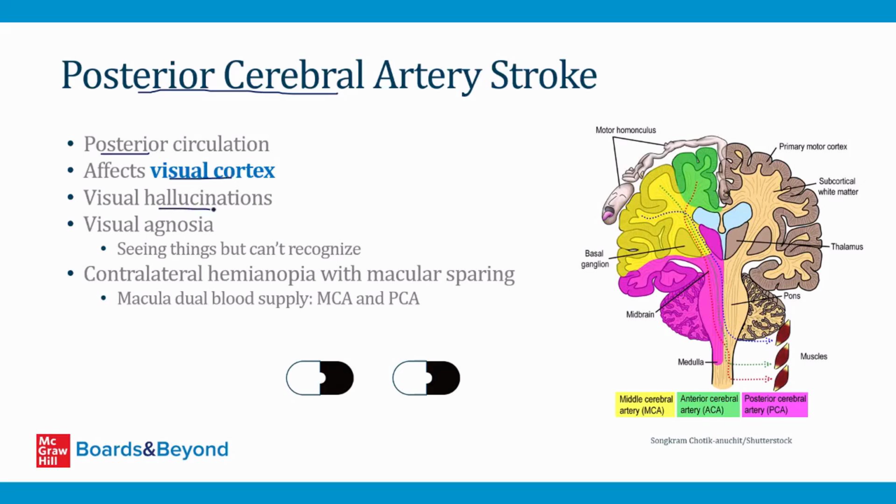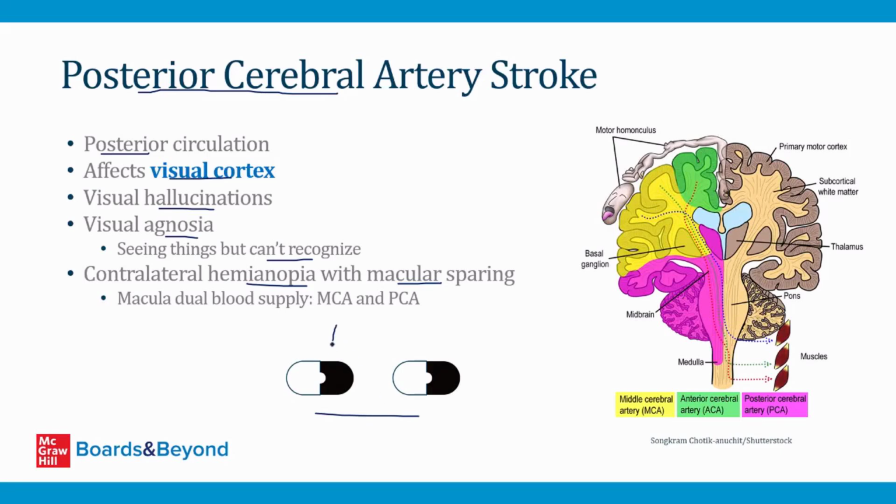So things like hallucinations, agnosia, which is seeing things but can't recognize them. You can also get a special pattern of visual field defect called hemianopia with macular sparing. I talk about this in more detail in videos in the ophthalmology section, but the visual field defects look like what I've shown in the slide here. The black regions are parts of the visual fields that are absent.